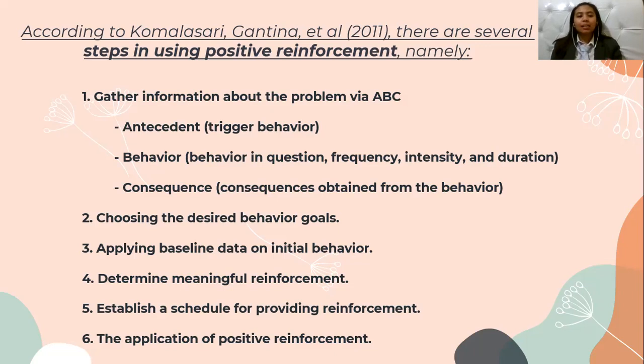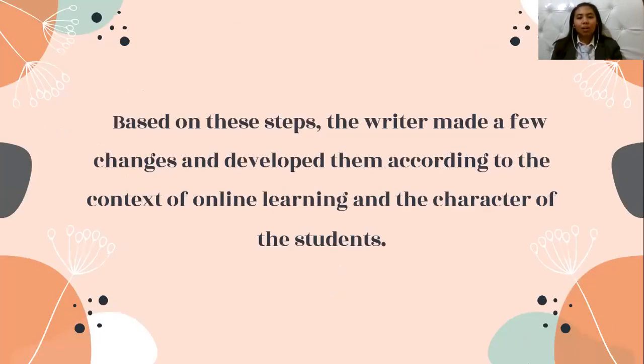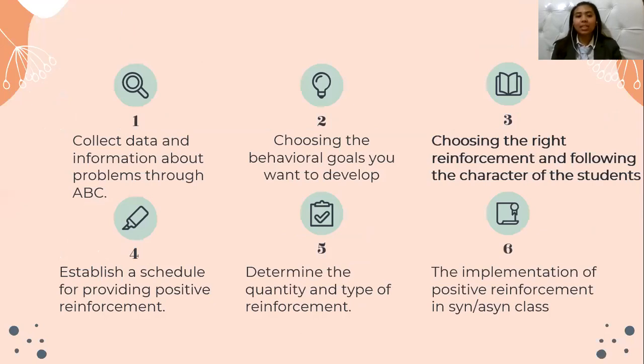Based on these steps, the writer made a few changes and developed them according to the context of online learning and the characteristics of the students. First, collect data and information about problems through ABC, which we found through observation. Then choose the behavioral goal that we want to develop, that is responsibility. Then choose the right reinforcement, such as nonverbal positive reinforcement, and how to establish and determine it. The last is the implementation of positive reinforcement in synchronous and also asynchronous sessions. Next.